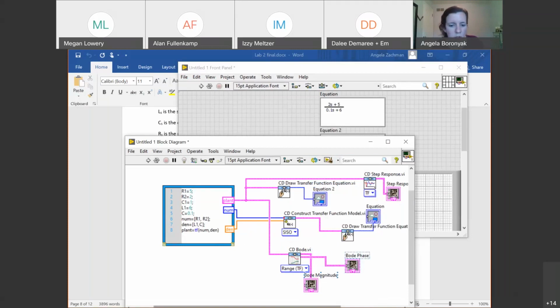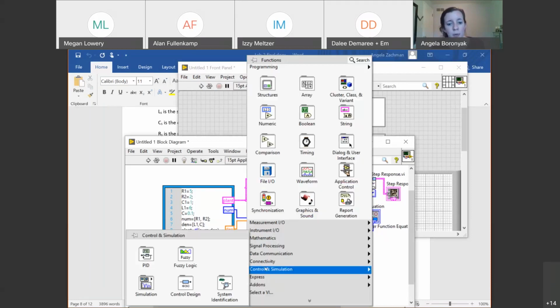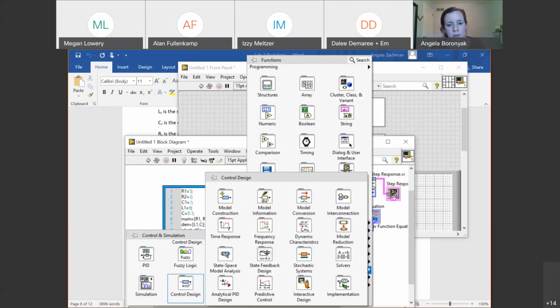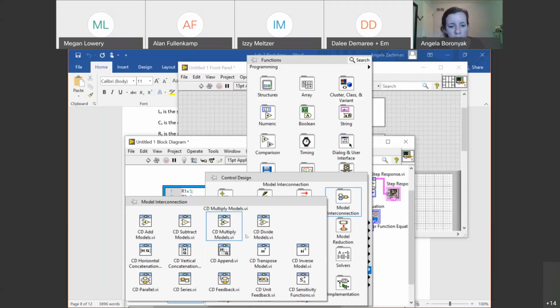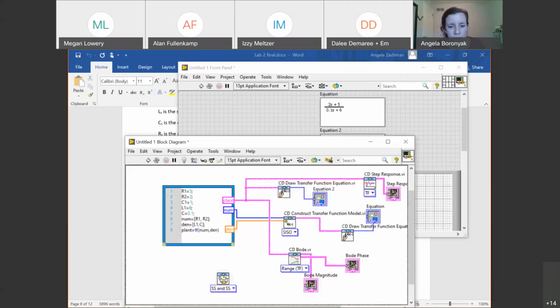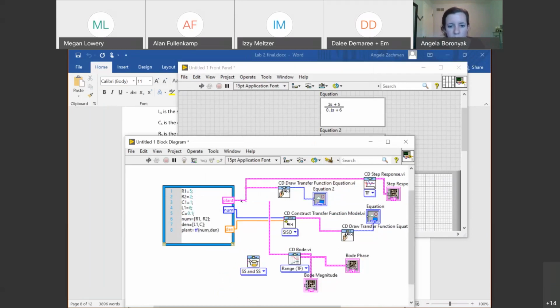So we have those. Let me double check. Oh, and it wanted all those, sorry, I missed a step in here. It wanted all of them put in a feedback loop from that transfer function. To put them in a feedback loop, we had done that when we were in simulation before, and we actually wired a loop backwards and added them. We can do the same in control design through an icon that puts in a feedback loop. So I go to control design, model interconnection, and I say CD feedback. When I do that, I'm going to delete this little line here to feed it to it.